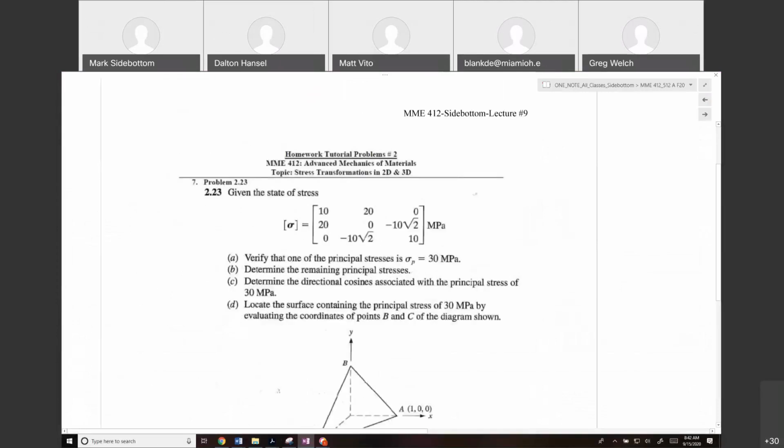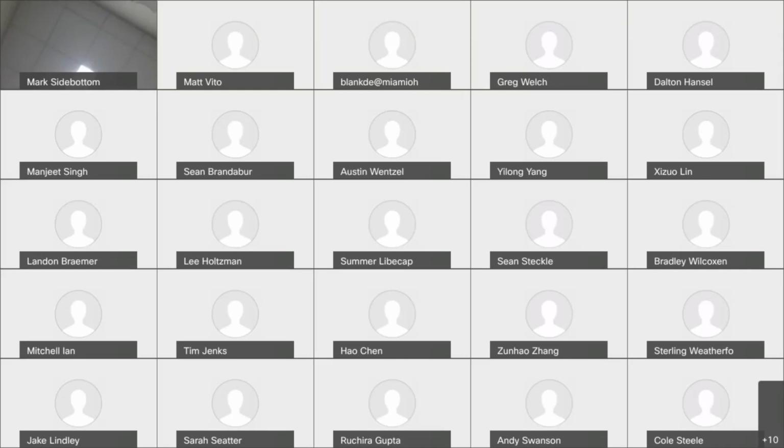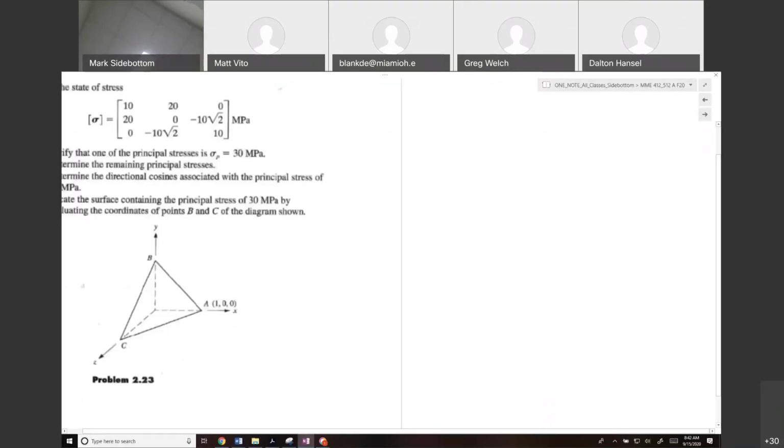All right, so in this problem, we are given our state of stress. So we're given the state of stress below. Just to remind everyone, our state of stress has 6 unique elements. It has our 3 normal stresses, sigma x, sigma y, and sigma z, and it has our 3 shear stresses.